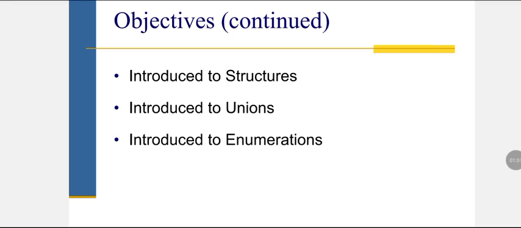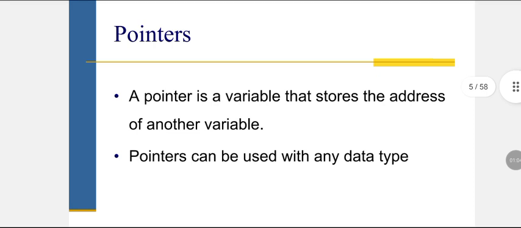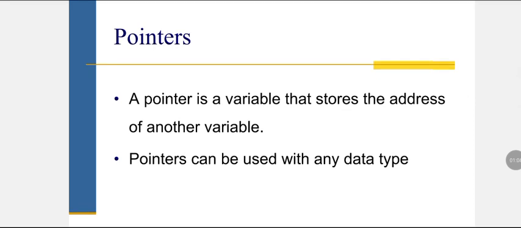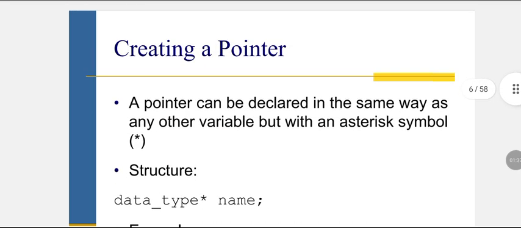Now let's begin with the pointers. A pointer is a variable that stores the address of another variable, and a pointer can be used with any data type. As I said previously in our other videos, pointers can be used with any of the various data types that we have. Now we move on to creating a pointer.